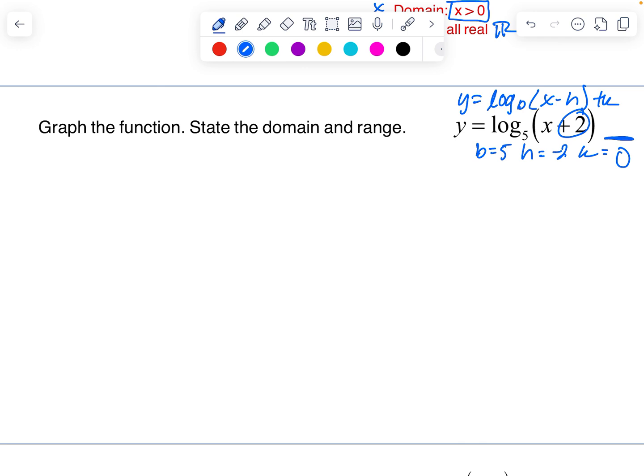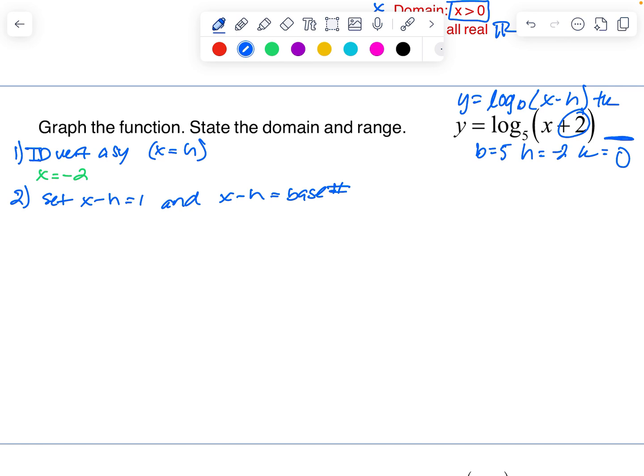All right, so step 1, just like last time, we're going to identify my vertical asymptote, which is the line x equals h. So my vertical asymptote here is going to be x equals negative 2. So I'm going to have a vertical line through where x is equal to negative 2 on my graph. Step 2, we are going to set x minus h equal to 1, and we're going to set it equal to the base number and solve for x.